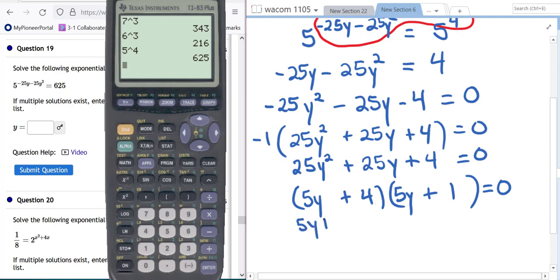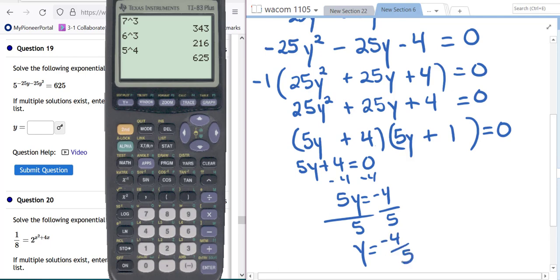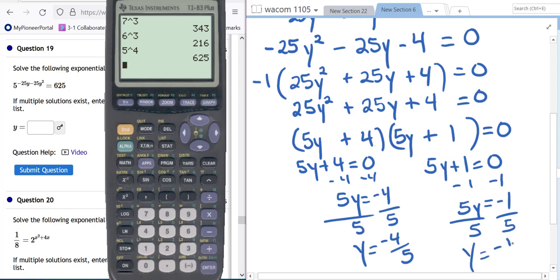So 5y plus 4 equals 0. You're going to subtract your 4. So 5y equals negative 4 and divide by 5. So y equals negative 4/5. This one, 5y plus 1 equals 0. Subtract your 1. So 5y equals negative 1 and divide by 5. So negative 4/5 and negative 1/5.